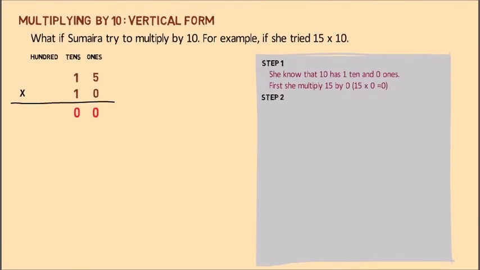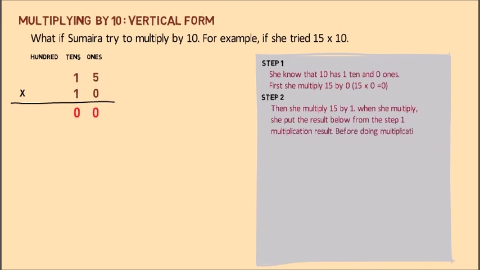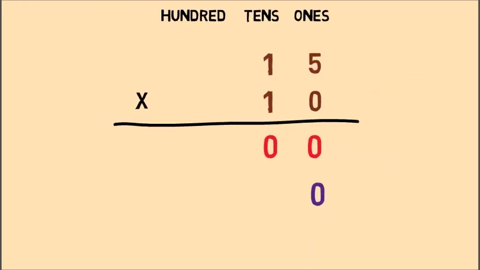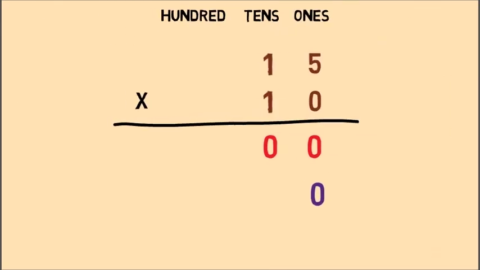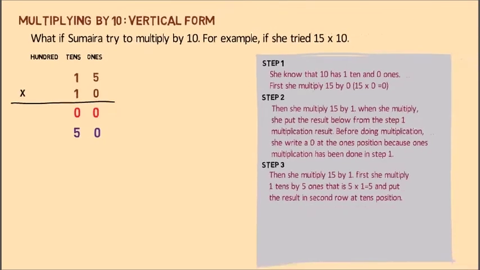Step 2. Then she multiplies 15 by 1. When she multiplies, she puts the result below the step 1 multiplication result. Before doing multiplication, she writes a 0 at the ones position because ones multiplication has been done in step 1. Step 3. Then she multiplies 15 by 1. First she multiplies 1 tens by 5 ones, that is, 5 times 1 equals 5, and puts the result in the second row at the tens position.